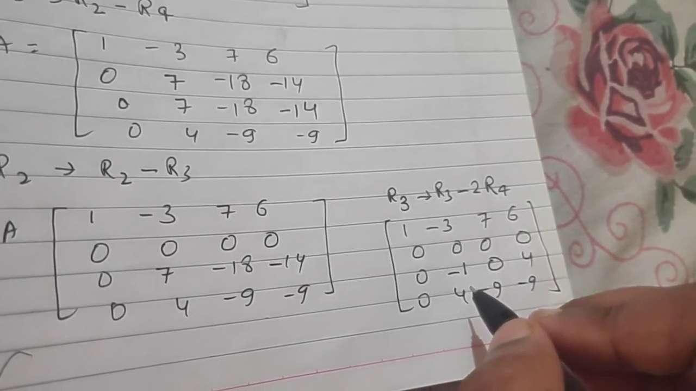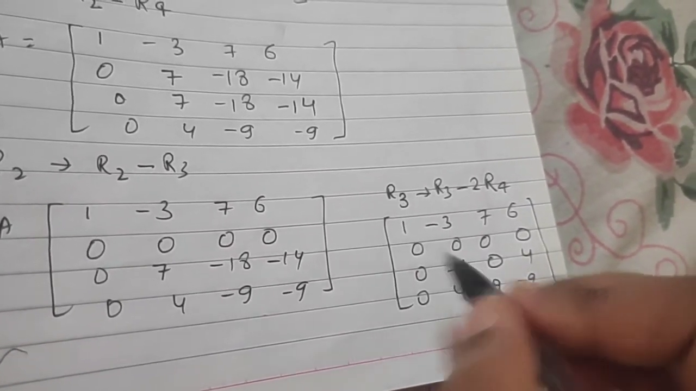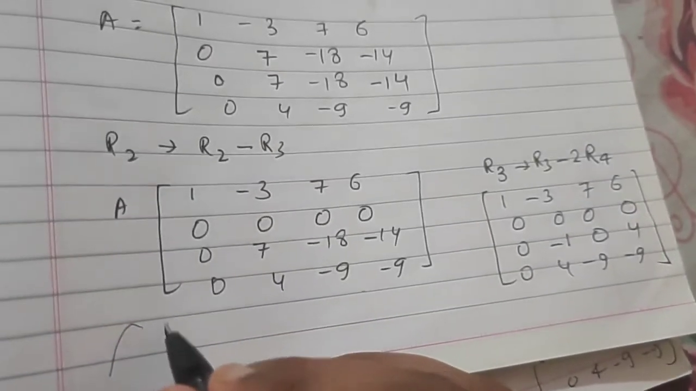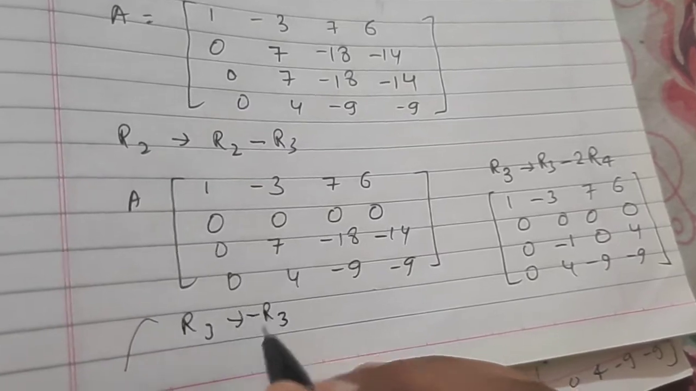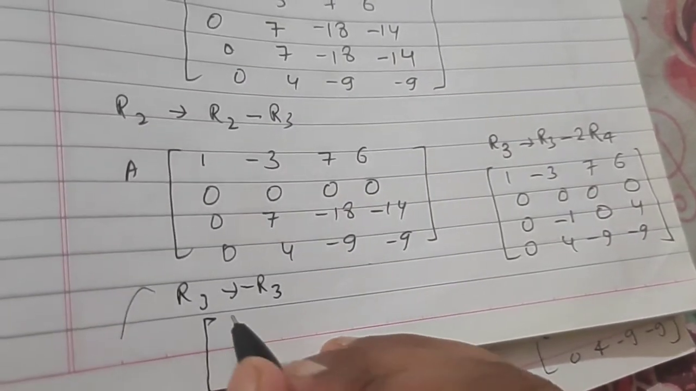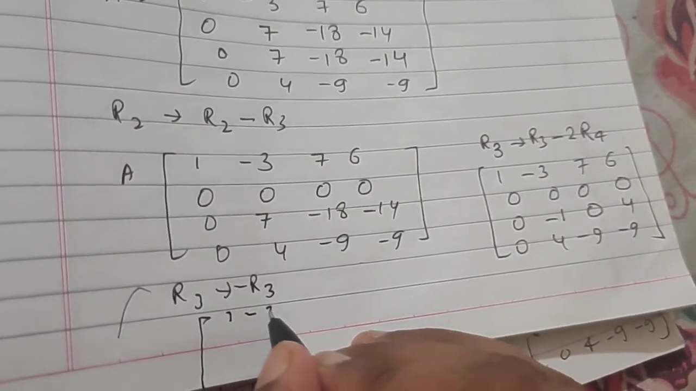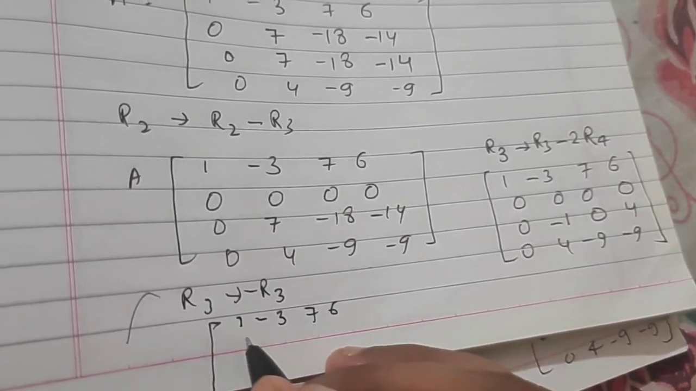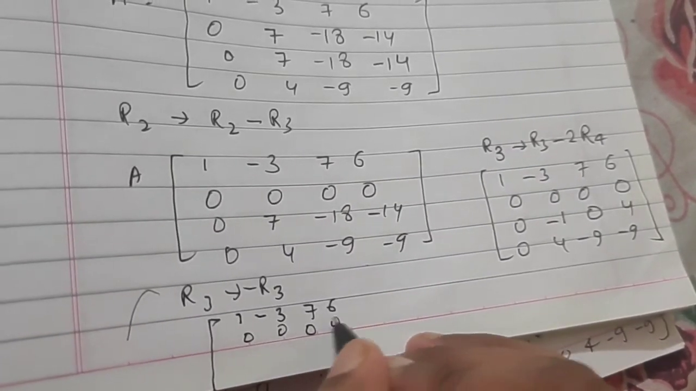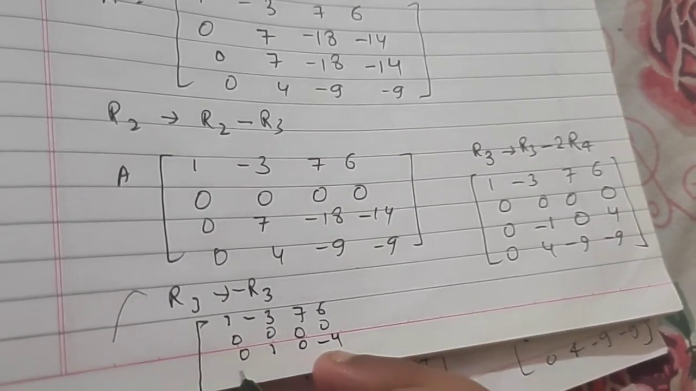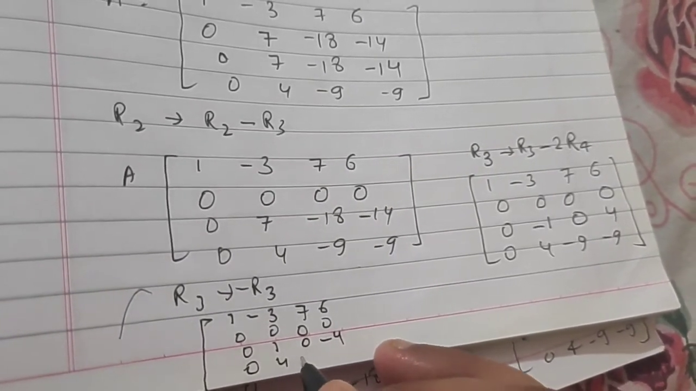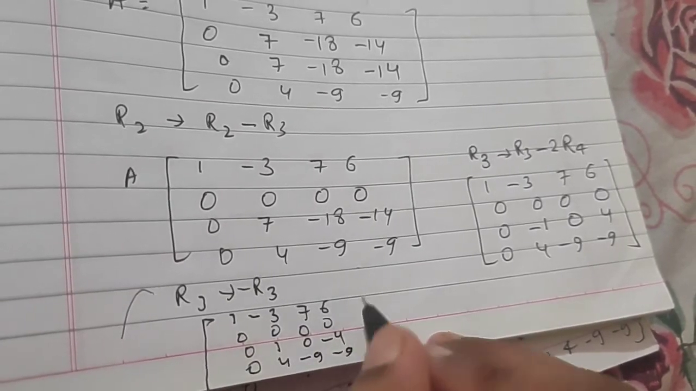First non-zero element needs to be unity, so I am taking minus 1 out from here. So R3 to minus R3 simply. So I have 1, minus 3, 7, 6, 0, 0, 0, 0, 0, 1, 0 and minus 4, and 0, 4, minus 9 and minus 9.